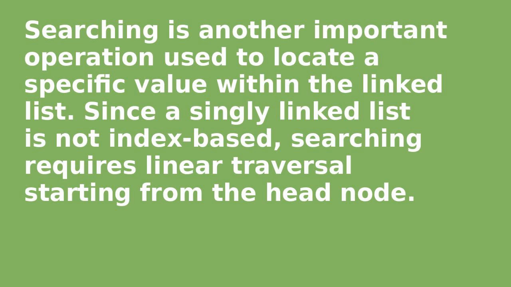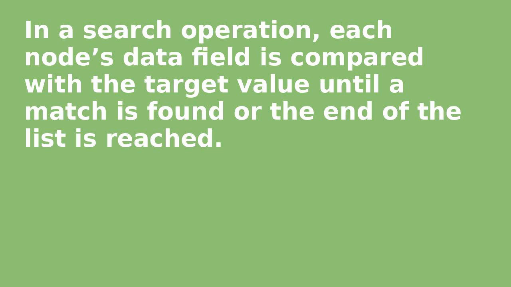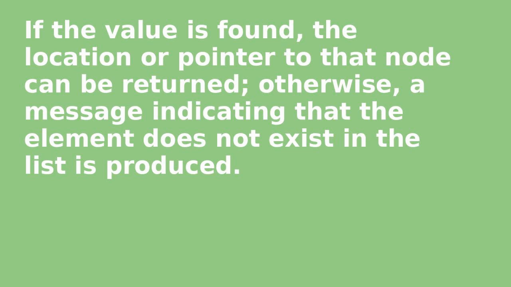Searching is another important operation used to locate a specific value within the linked list. Since a singly linked list is not index-based, searching requires linear traversal starting from the head node. In a search operation, each node's data field is compared with the target value until a match is found or the end of the list is reached. If the value is found, the location or pointer to that node can be returned. Otherwise, a message indicating that the element does not exist in the list is produced.